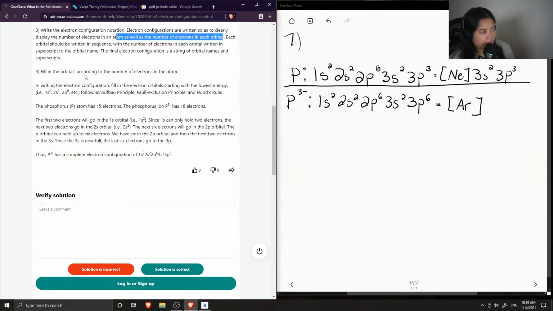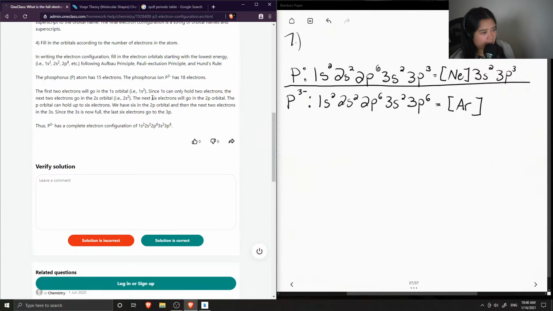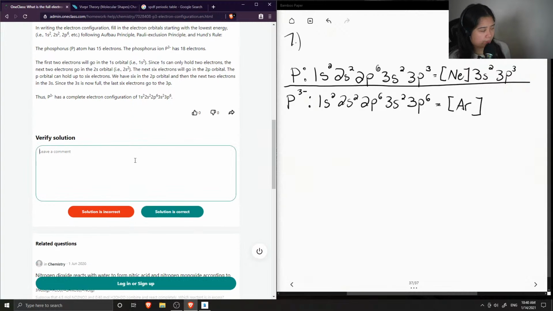And then fill in the orbitals according to the number of electrons in the atom. Fill in the electron orbitals starting with the lowest energy, following the Aufbau principle, Pauli exclusion principle, and Hund's rule. The phosphorus atom has 15 electrons, and the phosphorus ion has 18. The first 2 will go into 1s, the next 2 into 2s, the next 6 into 2p, and the next 2 into 3s. The last 6 go to the 3p. So this solution is correct.